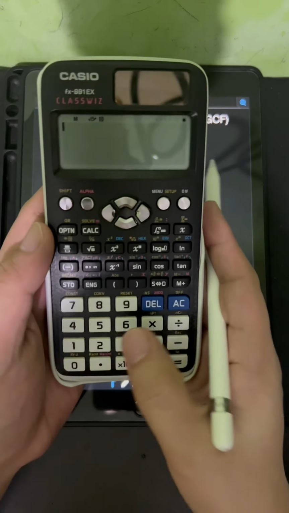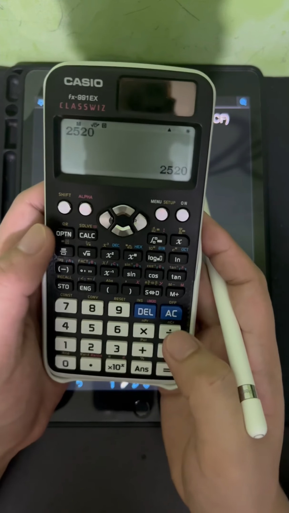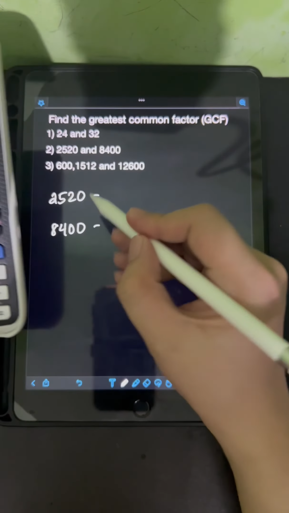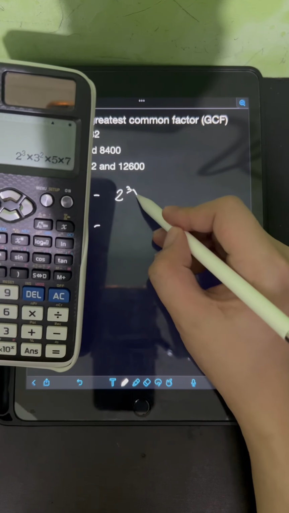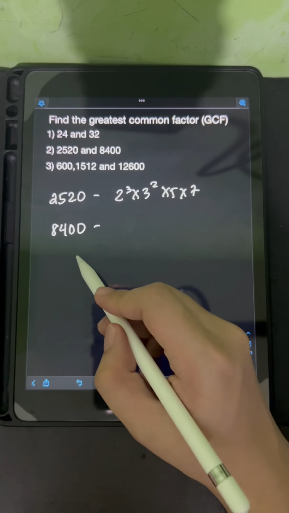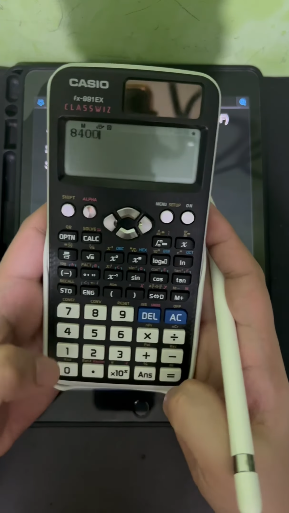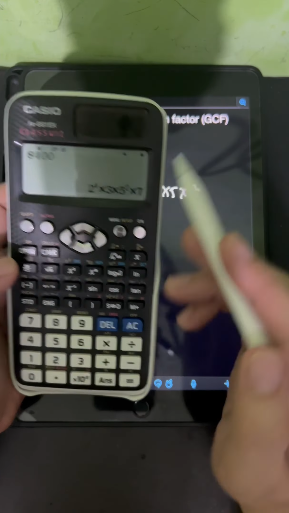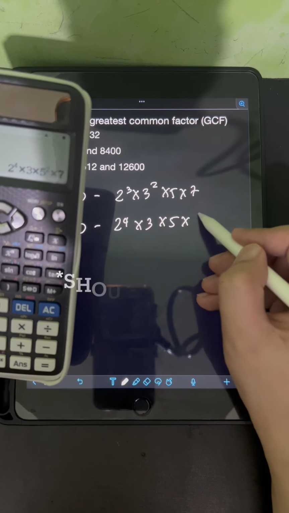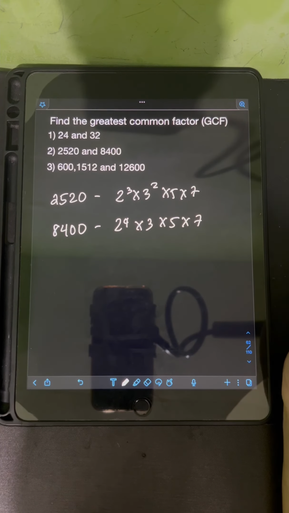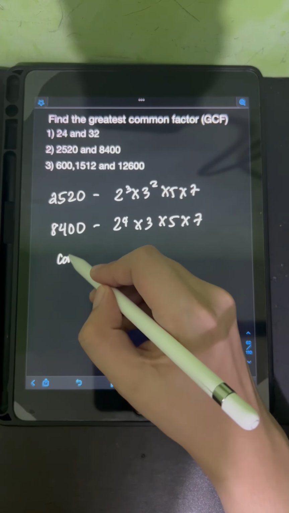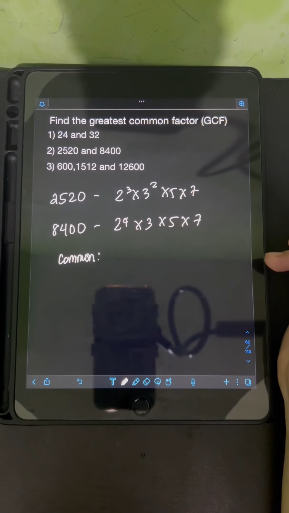For 2,520, let's input it, press equal, and then shift fact. So here's the prime factorization: 2 cubed times 3 squared times 5 times 7. For 8,400, we will have 2 to the 4th times 3 times 5 times 7. Okay, the next step after we have the prime factorization of the given numbers is to check for the common factors.